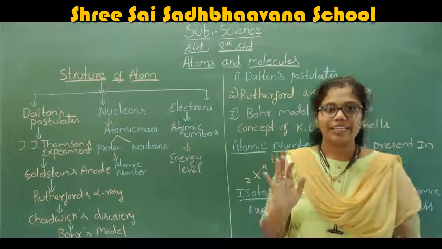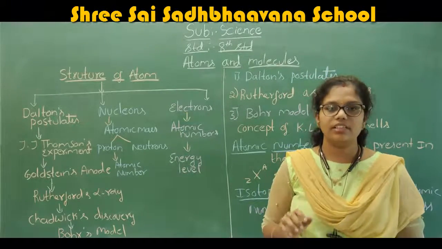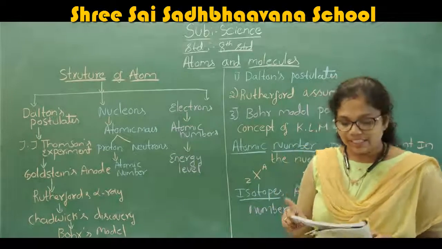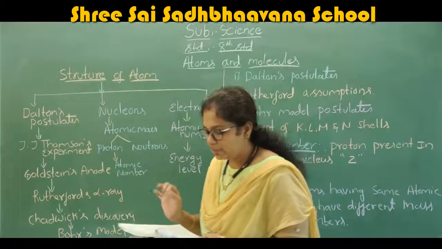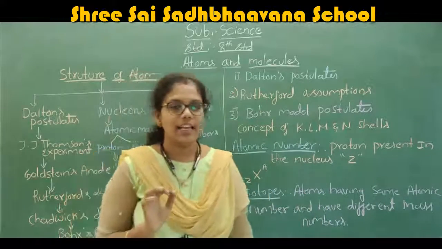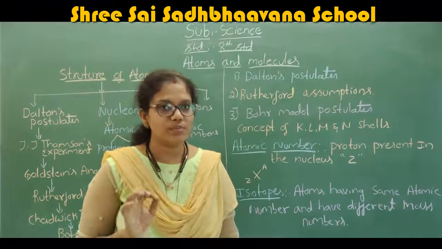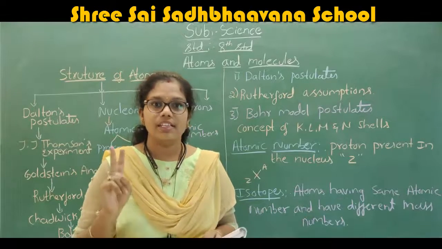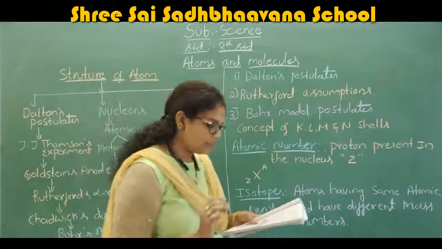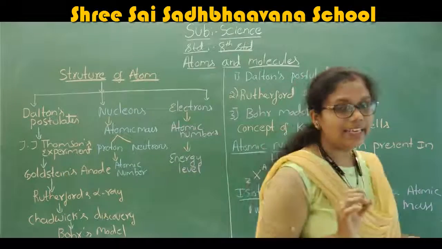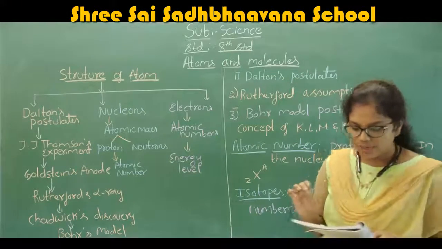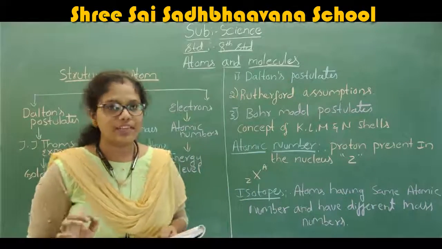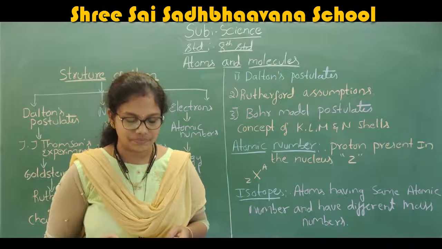What are the 5 important postulates of Dalton? Let me repeat all 5 one time. The first one: elements are made up of very small individual particles called atoms. Second: all atoms of a particular element are identical in shape, mass and other properties, but are different from the atoms of any other element.